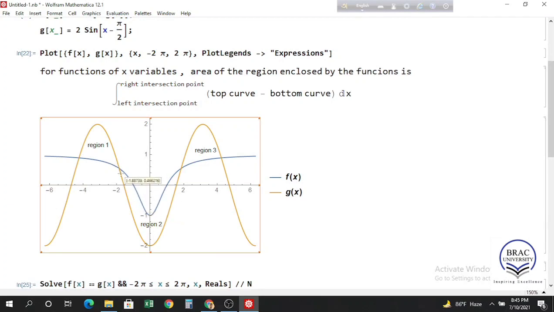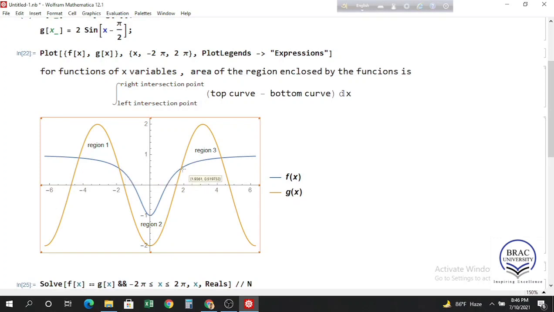So again, for region 2, we have to find the intersection points first. So minus 1.8 is the left intersection point of this region. So you can see that we have to integrate from the left intersection point. For this region, the left intersection point is minus 1.8 and the right intersection point is plus 1.8. So you have to integrate from minus 1.8 to plus 1.8.